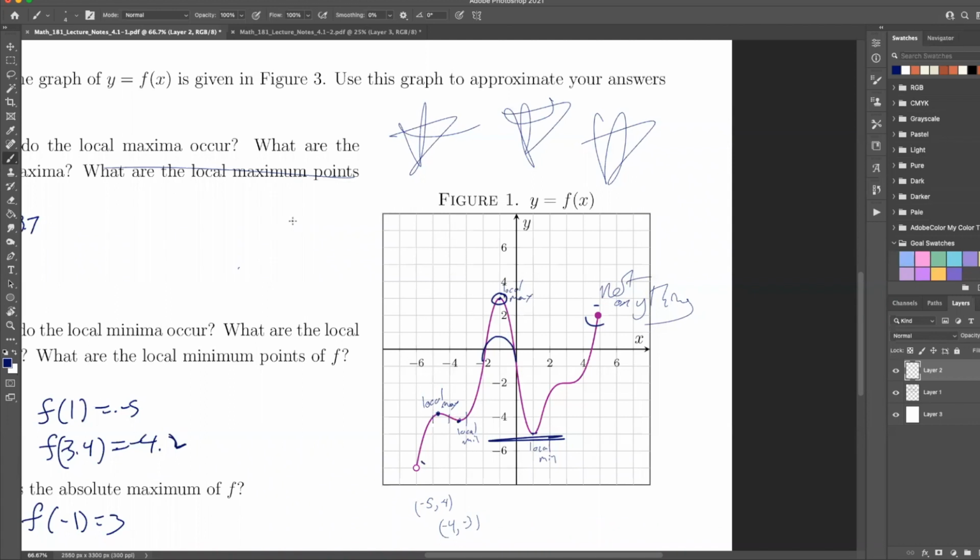Let's pretend I just looked at x squared, right? Well, x squared has an absolute minimum, 0, right? But it doesn't have an absolute max, because the more I go over this way, the higher and higher I get. So we say it doesn't have an absolute max.